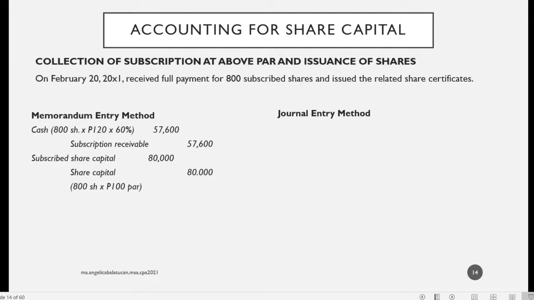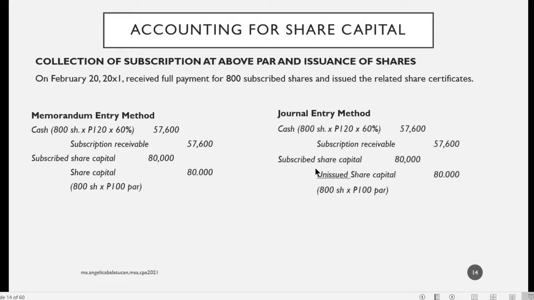So 57,600. Then issue the shares for the 800 shares na fully paid. So 800 times 100 par. So 80,000 pesos. For journal entry method, they're just the same except that we need to use the account title unissued share capital.